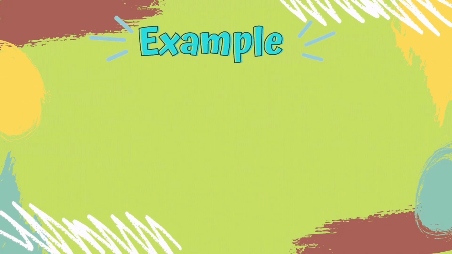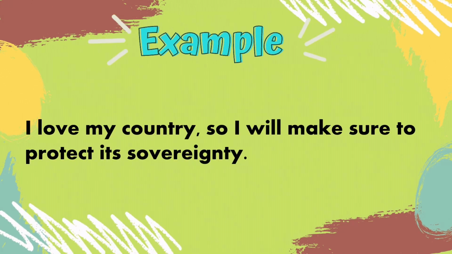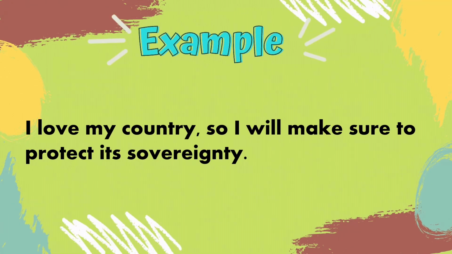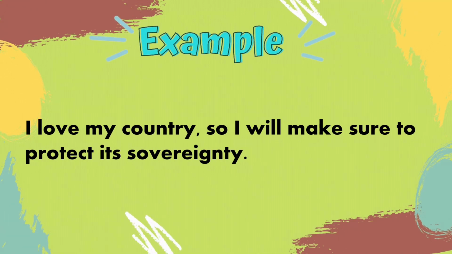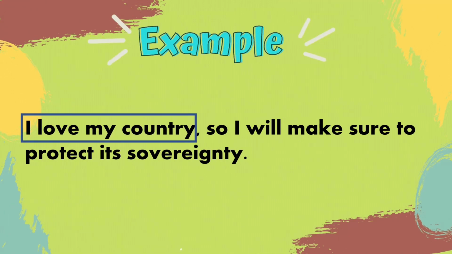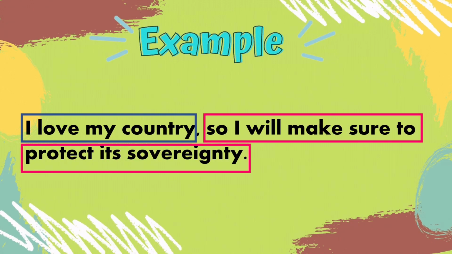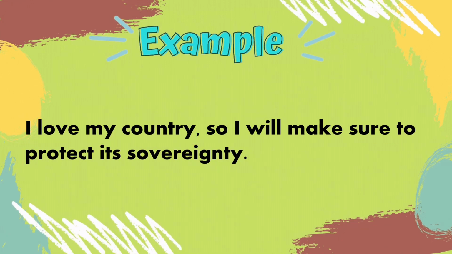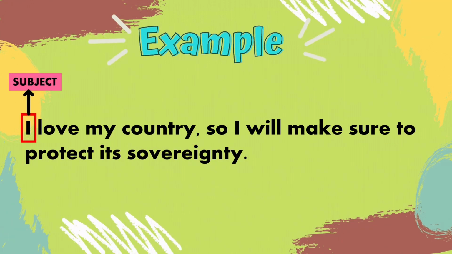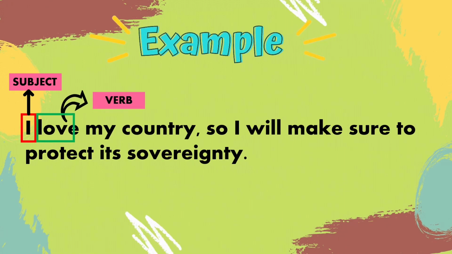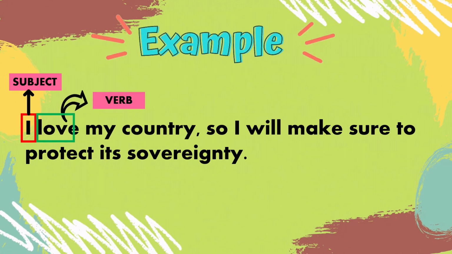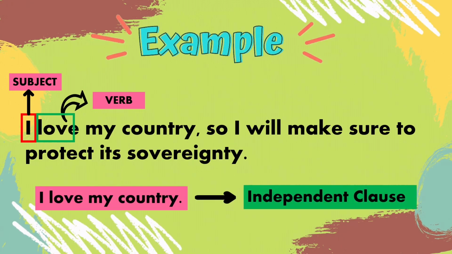Another example is, I love my country, so I will make sure to protect its sovereignty. This sentence is also divided into two. The first one is, I love my country, and the other one is, so I will make sure to protect its sovereignty. On the first part of the sentence, the subject is I, and the verb is love. These also express a complete thought and can stand alone. So, I love my country is an example of an independent clause.